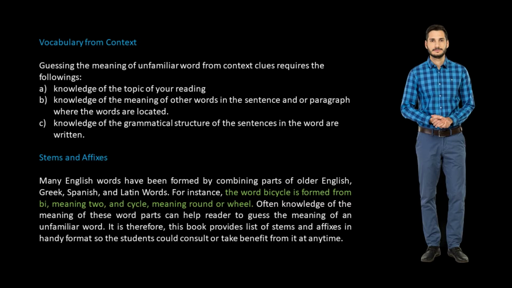Stems and affixes. Many English words have been formed by combining parts of older English, Greek, Spanish, and Latin words. For instance, the word bicycle is formed from bi, meaning two, and cycle, meaning round, or wheel. Often knowledge of the meaning of these word parts can help the reader to guess the meaning of an unfamiliar word. Therefore, this book provides a list of stems and affixes in handy format, so the students can consult or take benefit from it at any time.